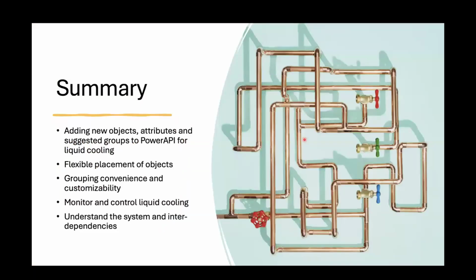So in summary, what we've been doing in Power API is adding new objects, attributes, metadata, and groups for liquid cooling. We've been working on the flexible placement of objects, which is a concept we already had in the API, but we're making sure that it works well for all of our cooling elements. Grouping convenience and customizability is a big concern for us. You can do what you need to do programmatically with these systems, so you can monitor and control all the liquid cooling in your system in a portable way, regardless of what vendor support you have inside your system.